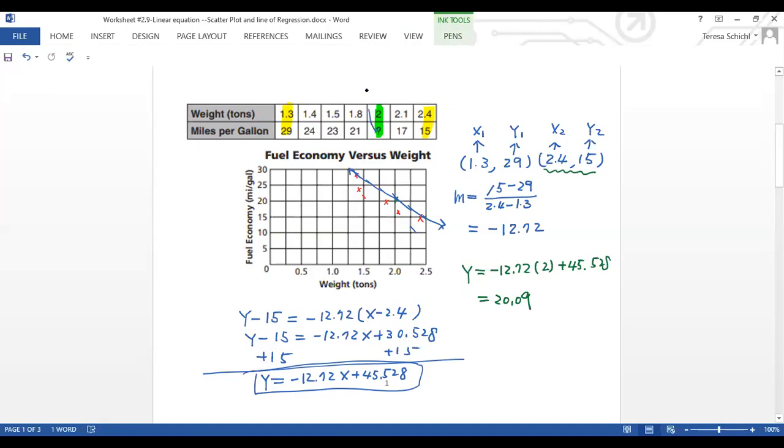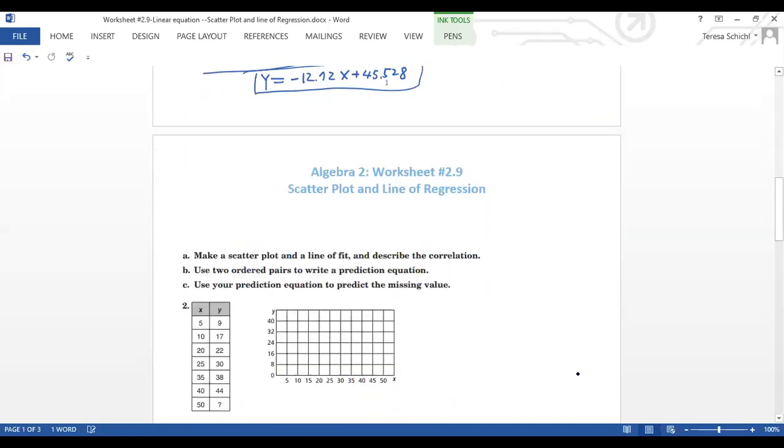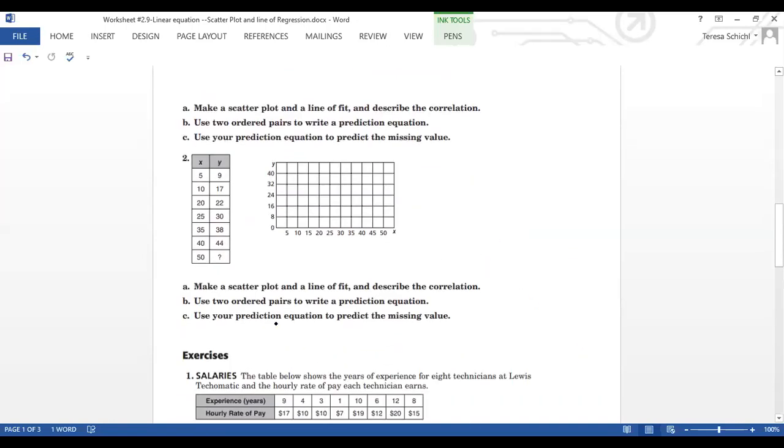Get it? So this one here will be 20.09. It kind of makes sense, right? It kind of continues going down, right? Okay, so now very good. So let's take a look at the second province here.